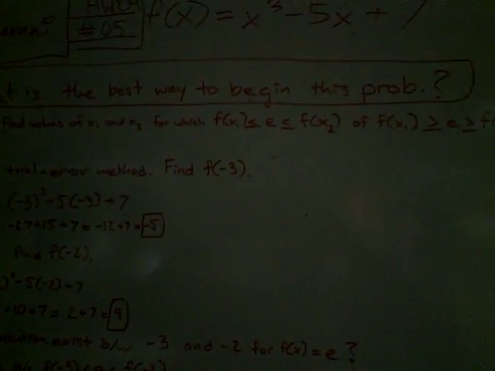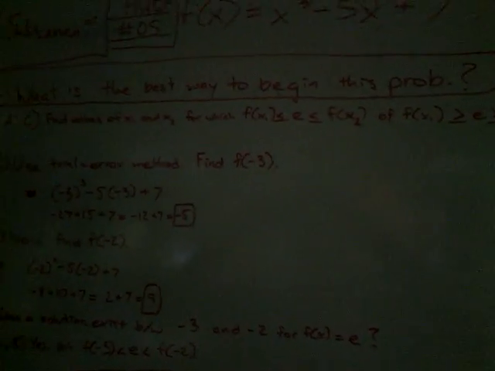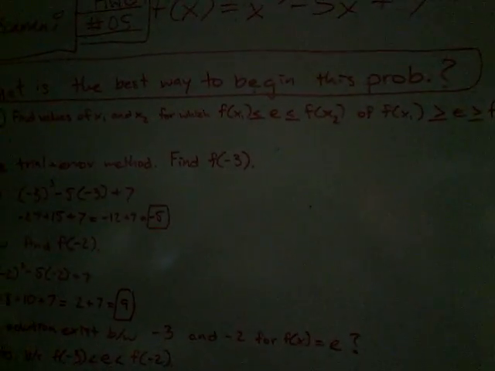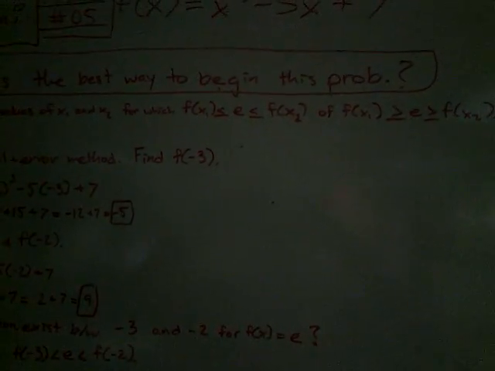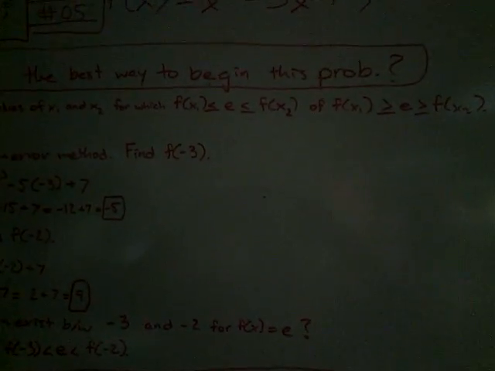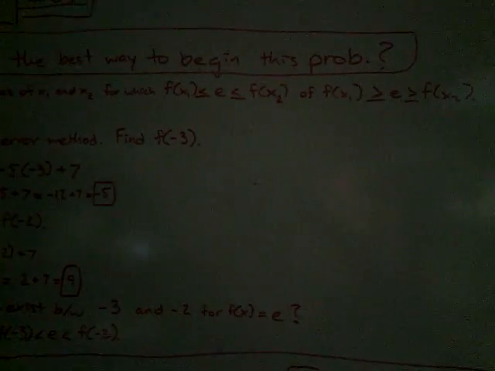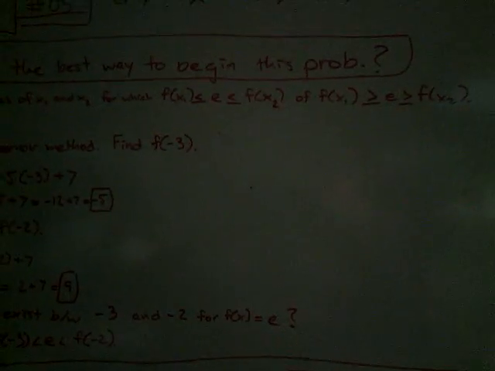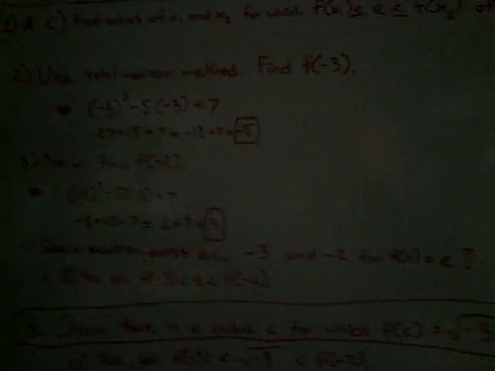I solved this question by using intuitive reason, and I essentially guessed. And I found that C was our answer. So first you have to find the values of x1 and x2 for which f of x1 is less than or equal to e, which is less than or equal to f of x2, or f of x1 is greater than or equal to e, which is greater than or equal to f of x2. Now we move down to part 2 of problem A.